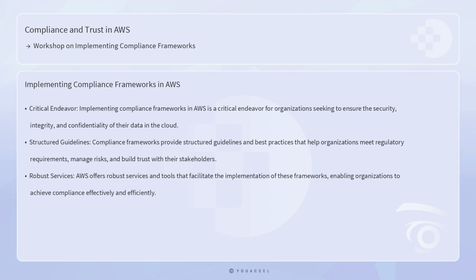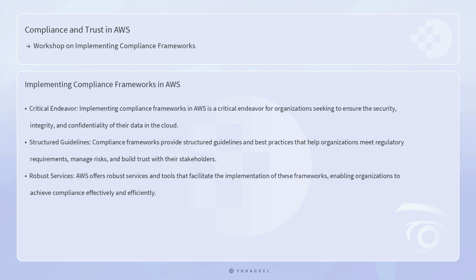Implementing compliance frameworks in AWS is a critical endeavor for organizations seeking to ensure the security, integrity, and confidentiality of their data in the cloud. Compliance frameworks provide structured guidelines and best practices that help organizations meet regulatory requirements, manage risks, and build trust with their stakeholders. AWS offers robust services and tools that facilitate the implementation of these frameworks, enabling organizations to achieve compliance effectively and efficiently.